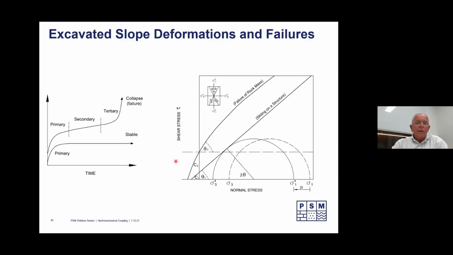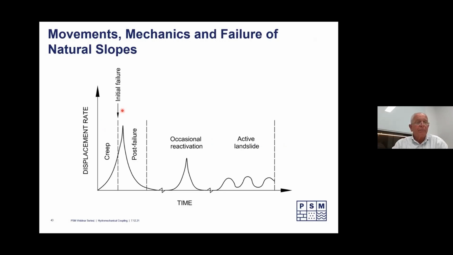And that's back to this Mohr circle envelope, our failure on a rock mass and sliding on a structure. So we're taking our Mohr circle here, we're adding in transient pore pressures, and we're sliding that Mohr circle closer to either the sliding strength or the rock mass strength. That's what happens along this process here and during hydromechanical coupling.